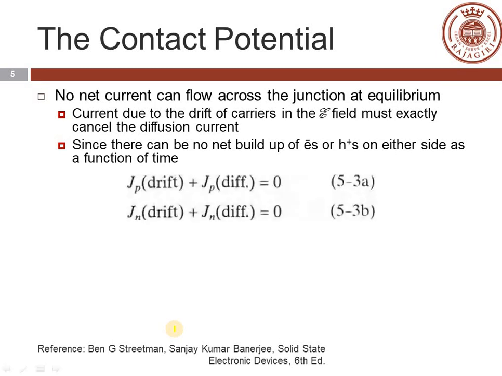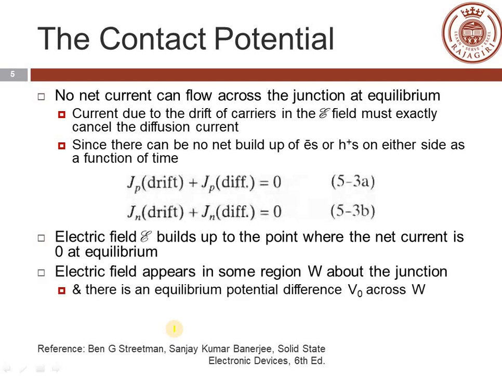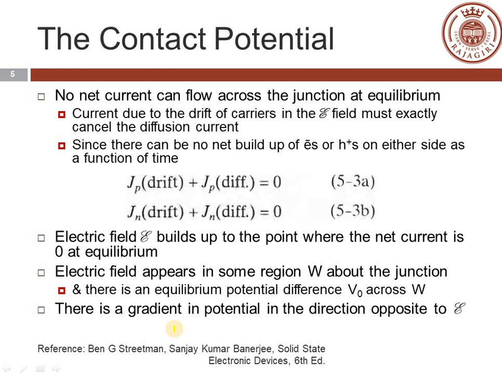So at equilibrium, we can write Jp of drift plus Jp of diffusion is equal to 0. Similarly, Jn of drift plus Jn of diffusion is also equal to 0. Electric field E builds up to the point where the net current is 0 at equilibrium. The electric field appears in some region W around the junction, and there is an equilibrium potential difference V0 across the transition region W. So there is a gradient in the potential in the direction opposite to the electric field.